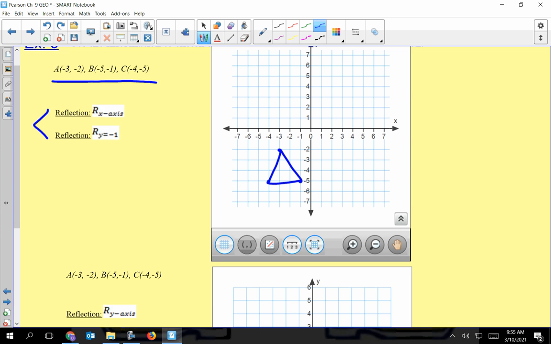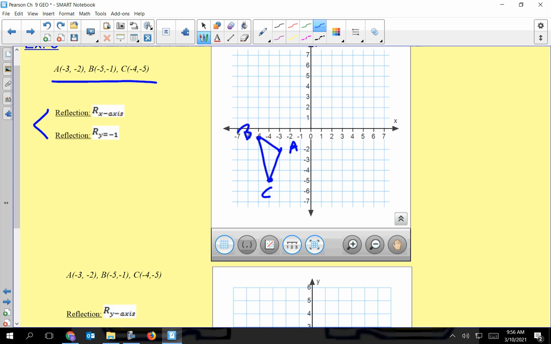This was point A. This was point B. I did do this wrong. Hold on. Time out. We got discombobulated here. Sorry about that. Negative 3, negative 2 is right here. And negative 5, negative 1 is right there. I went opposite. And then negative 4, negative 5 is right here. Okay, there we go. This is going to be A. This was B. And this is C.